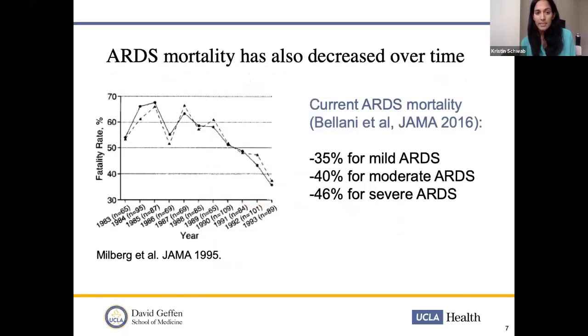Now, going to ARDS mortality, this has also improved over time. You can see this graph on the left from data in the 1980s and beyond, and before that, showing that there were mortality rates above 50% and sometimes approaching 70%. You can see that now that's improved significantly over time, with current mortality ranging in the mid-30s for mild ARDS to the mid-40s for severe ARDS.